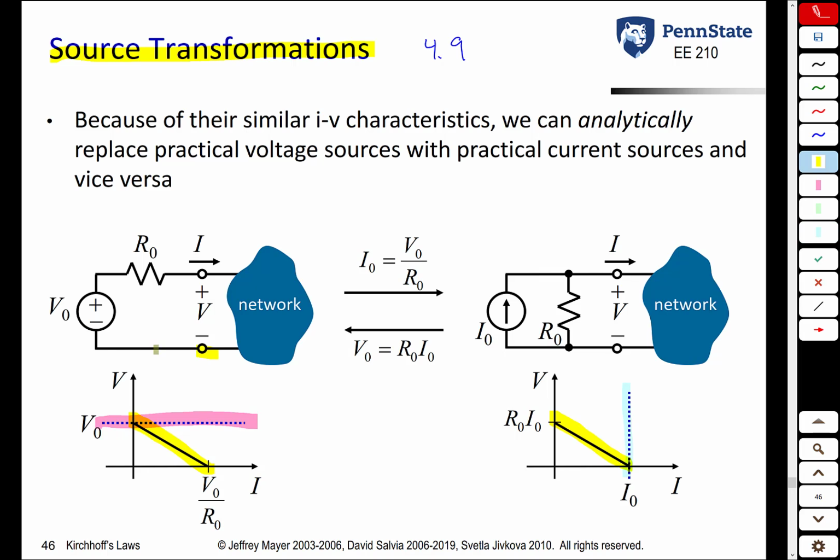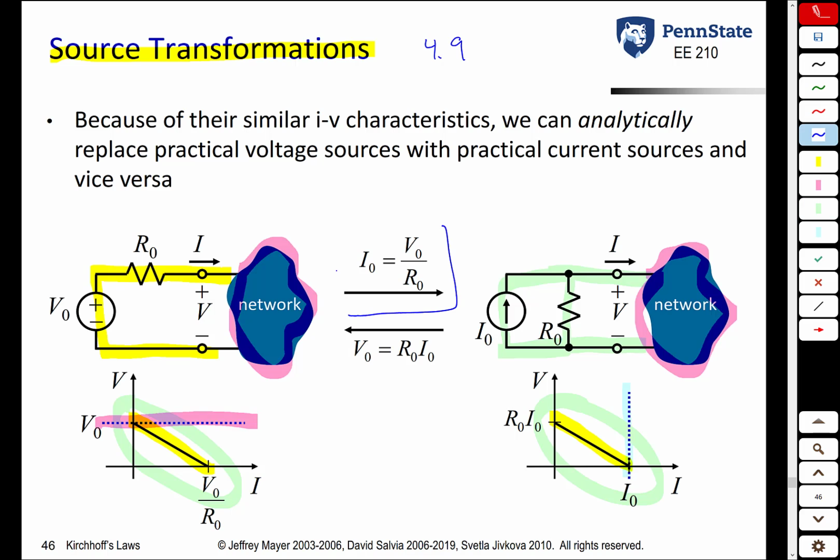If you have a voltage source and a series resistance connected up to a circuit, that circuit doesn't know the difference between a voltage source and a series resistance and a current source and a parallel resistance. As far as this pink blob is concerned, it sees the same shape, provided that the relationship between I naught and V naught is as follows. So if you take a voltage source and a series resistance, take V naught divided by R naught and turn that into I naught, and take this R naught that's in series here and put it in parallel, you get the same VI characteristics as far as the rest of the network is concerned.